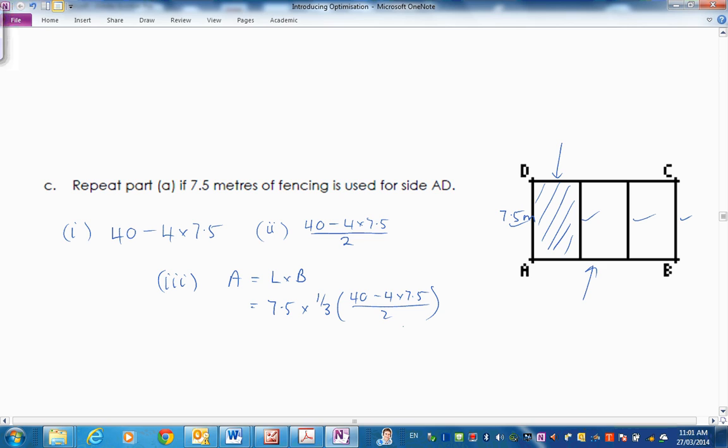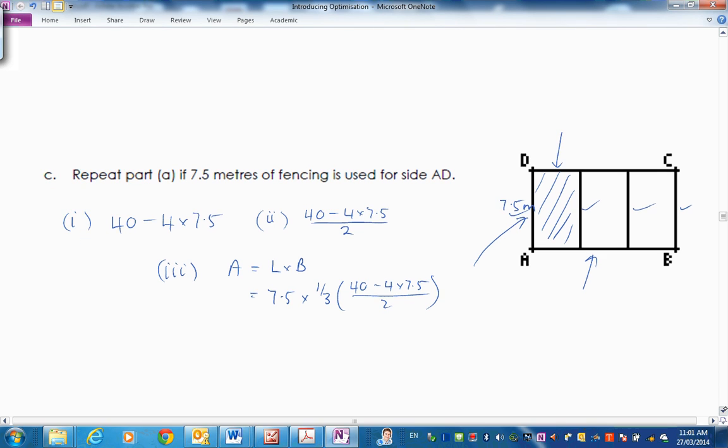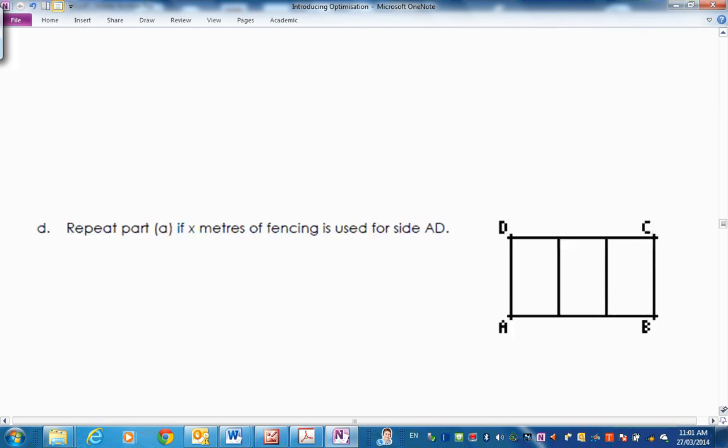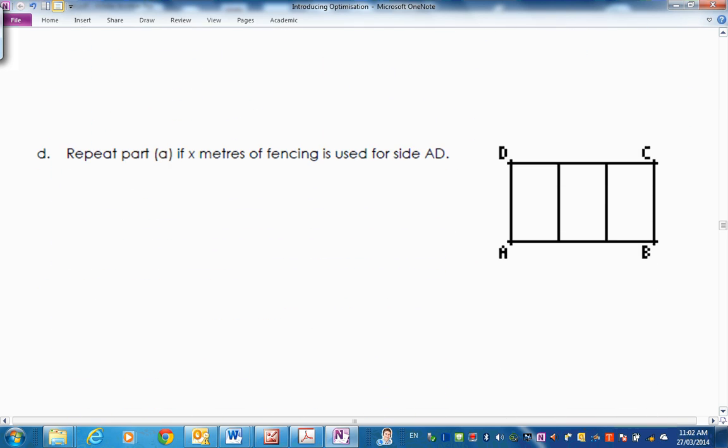I wonder if you could do it in X land, bringing in some algebra so that we can see how to find the best solution. And that is, what's the best length you have here to get the maximum area? Optimisation, optimal, best solution, maximum area here. Repeat part A if X metres of fencing is used. Alright, so this is X. Pause the presentation, have a go, and I'll come back.